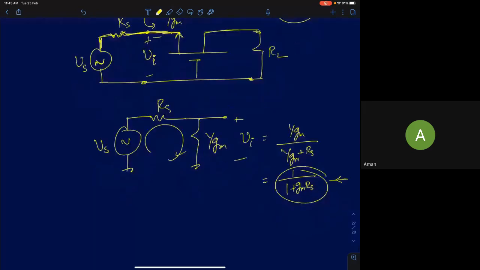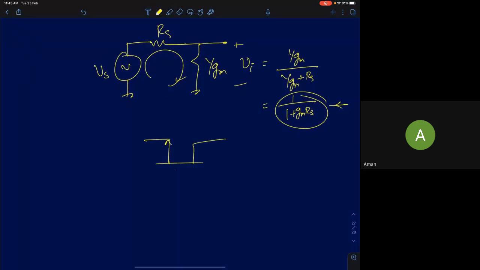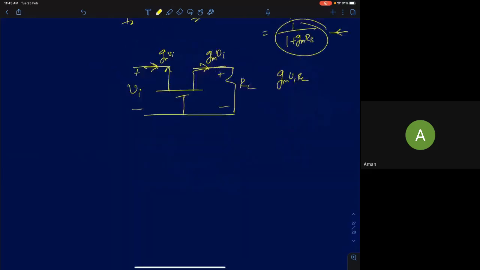Now let's come back to this common gate amplifier. I've applied a load resistance here. If I apply an input voltage wave, what will be the current flowing in the MOS device from source to drain? gm Vi. The same current flows through the load resistance as well. So what is the voltage drop across the load? What is the voltage gain? gm Vi into RL will be the voltage drop. Voltage gain is gm RL.